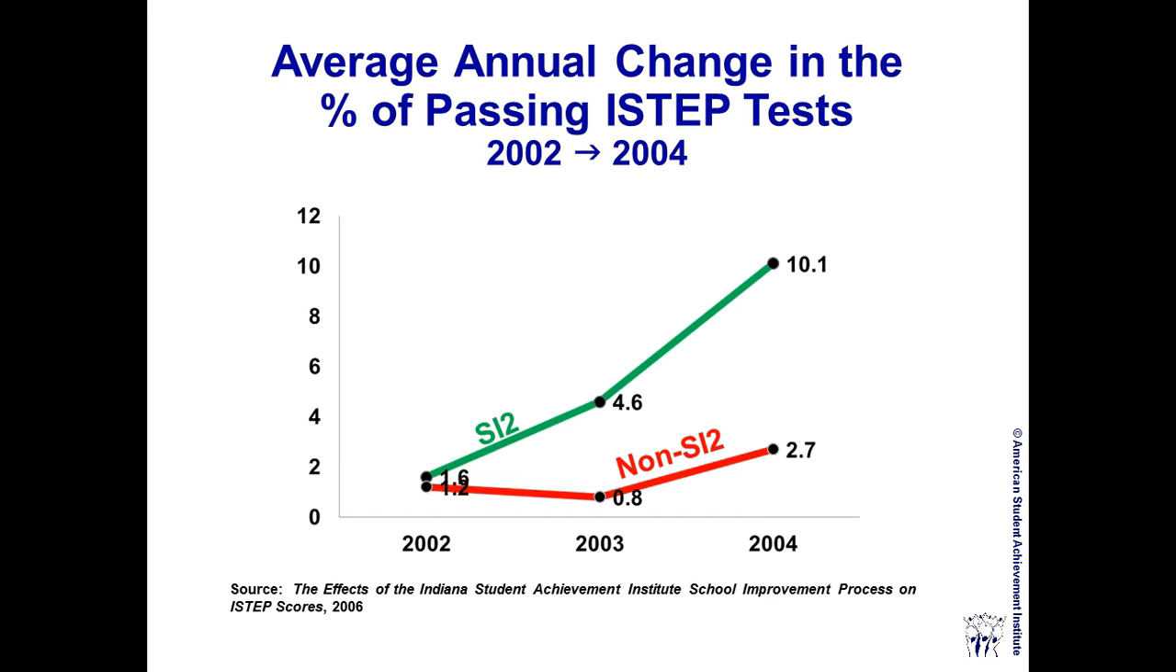And what he found is that while SI2 and non-SI2 schools in the beginning start out with a pretty similar increase in the percentage of passing I-STEP tests from year to year, after 1 year of implementation, that percentage starts to spread, and after 2 years of implementation, he found a quite significant difference in the increases from year to year in the percentage of passing I-STEP tests.